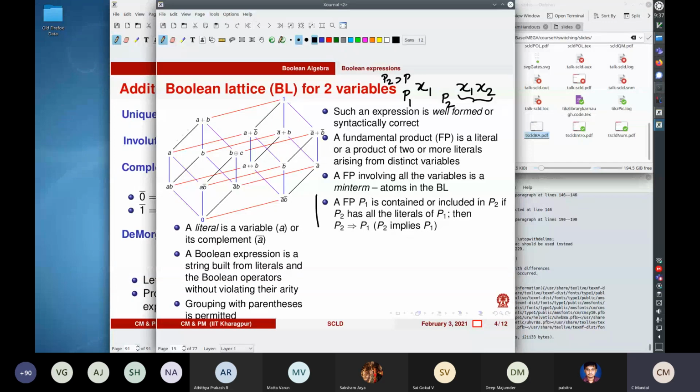So P2 implies P1. That means whenever this property is satisfied, this property will also be satisfied. That is quite evident because P1 says that property x1 is satisfied, and P2 says that not only property x1 is satisfied, in addition property x2 is also satisfied. So whenever properties x1 and x2 are satisfied, of course property x1 will also be satisfied. That is what this implication is: whenever P2 is satisfied, P1 is satisfied. By the definition of a fundamental product, P1 is contained in P2 because P2 includes all the literals of P1.